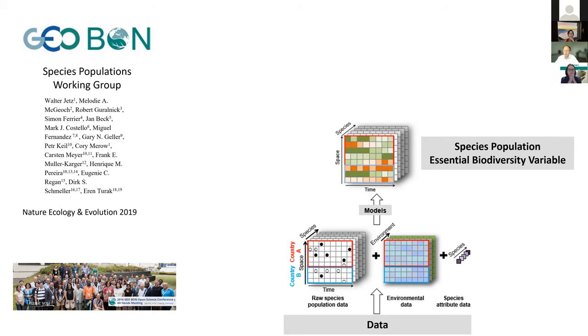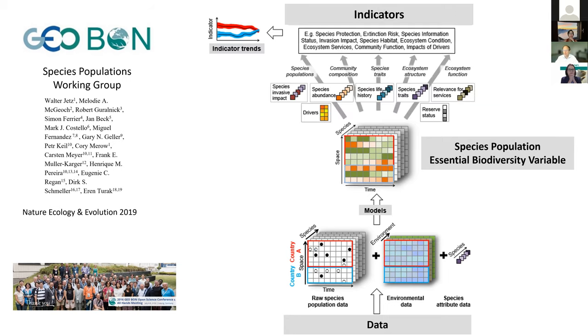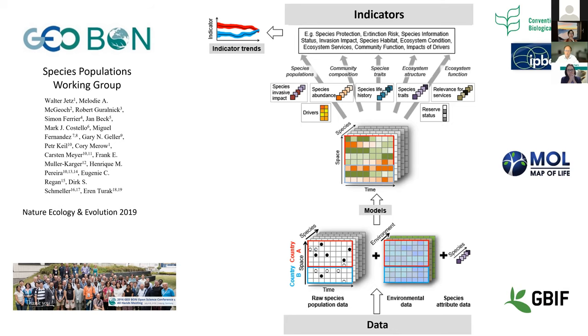And that brings us to the species populations essential biodiversity variables. That provides the foundation for a whole suite of potential indicator products, information products, not just the ones we're talking about today, but a whole range of others. But specifically, we'll be talking about the species populations EBVs, and the species protection index and the species habitat index.